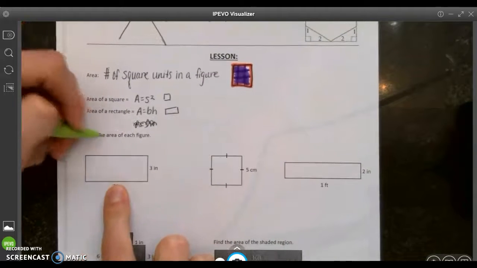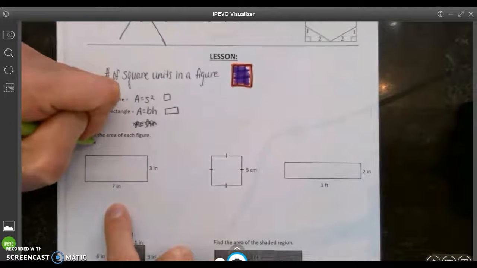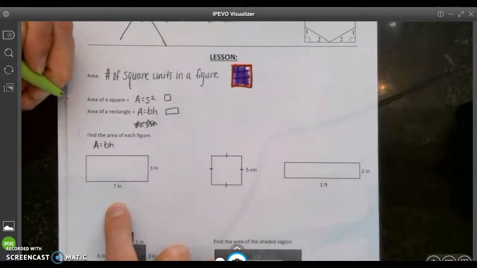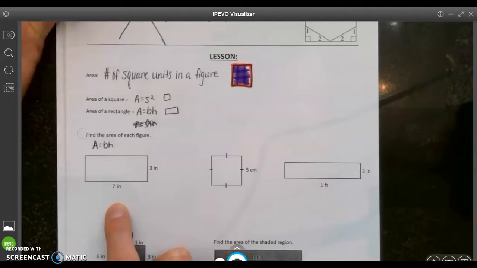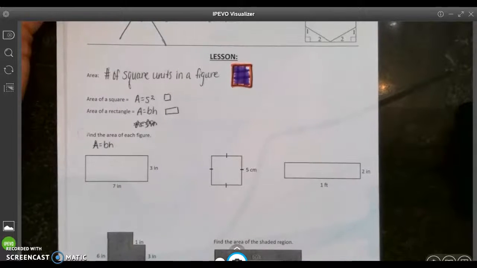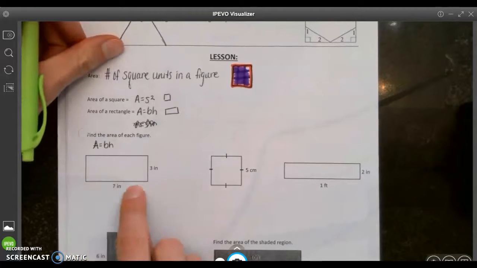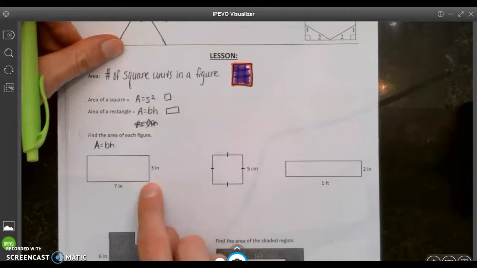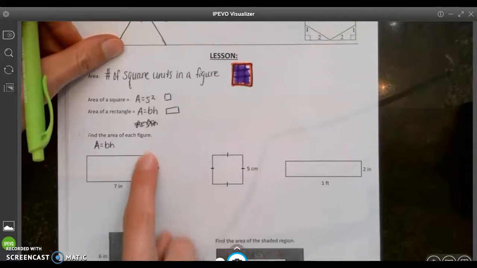So this first one, it just says find the area of each figure. This is a rectangle, so I'm using area equals base times height. And when we multiply, multiplication is commutative. So 3 times 2 is the same as 2 times 3. We get 6 no matter which order we multiply in. So it really doesn't matter which is the base and which is the height. Most people in this one would use 7 as the base because that's kind of like what the polygon is sitting on. And 3 is the height because that's our vertical piece.